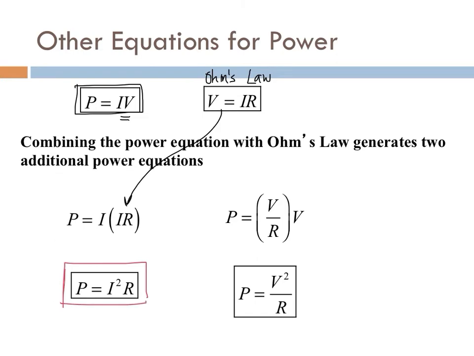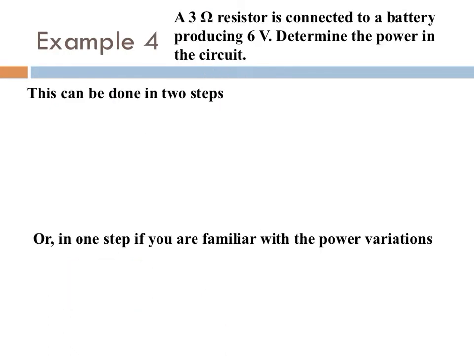But I can make another substitution. I can say that V over R is equal to I. So where I see an I instead, I can put in V over R. And that becomes V squared over R. So all these three equations are ways to calculate power. So again, when you are determining the information given, remember that there are different equations for power.